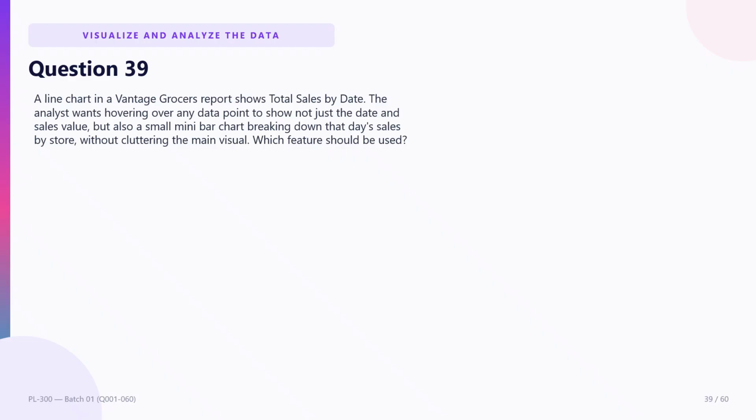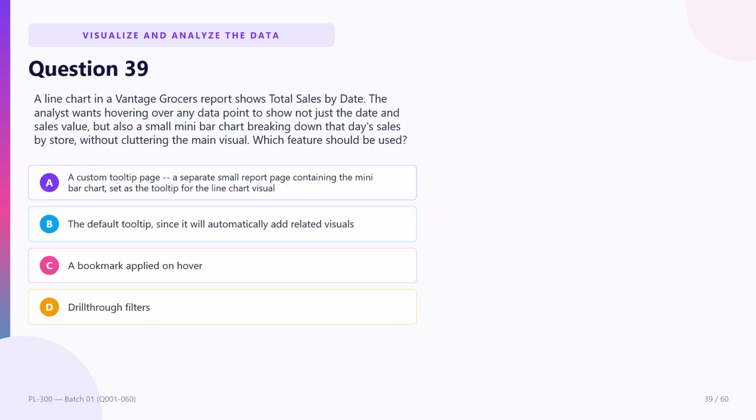Question 39. Visualize and analyze the data. A line chart in a Vantage Grocer's report shows total sales by date. The analyst wants hovering over any data point to show not just the date and sales value, but also a small mini bar chart breaking down that day's sales by store without cluttering the main visual. Which feature should be used?